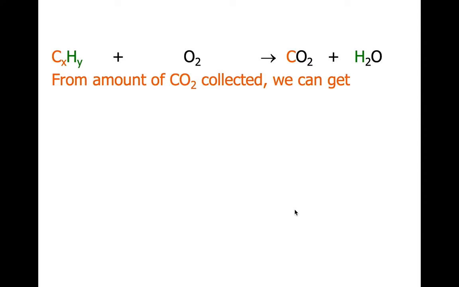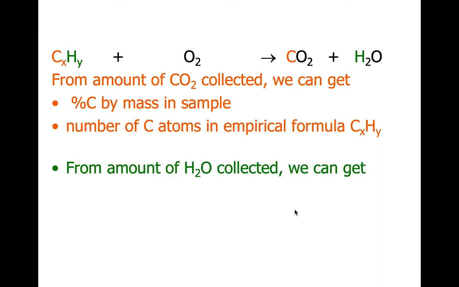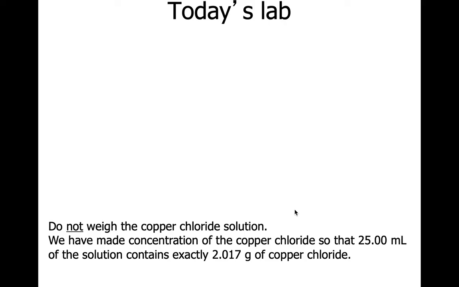So from the amount of CO2 collected, we can get the percent by mass of carbon in the sample, and the number of carbon atoms in the empirical formula. From the amount of H2O collected, we can get percent mass hydrogen in the sample and figure out the number of hydrogen atoms in the empirical formula.